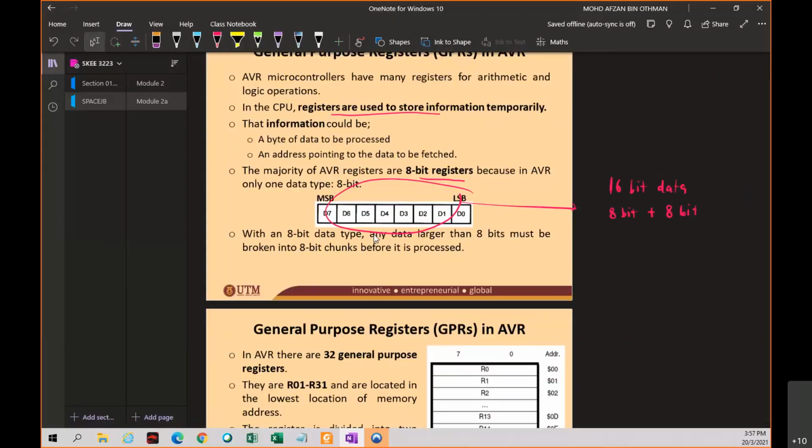Okay, contoh kalau kamu ada 10-bit data, so macam mana? Sama jugalah. Mula-mula kamu hantar 8-bit dulu, and then barulah kamu hantar another 2-bit. Okay, kita kena dividekan dia pada 8-bit by 8-bit sebab size register kita hanya 8-bit sahaja.